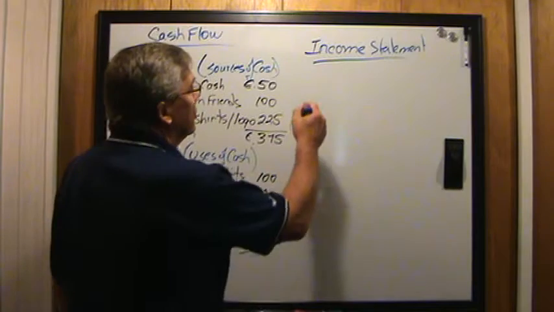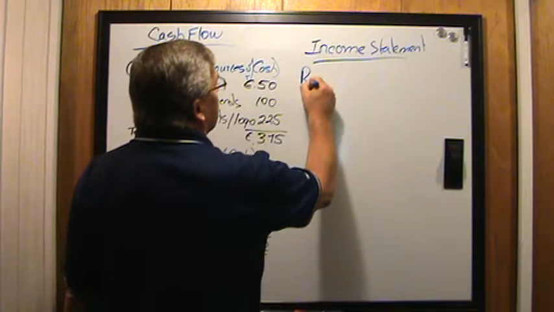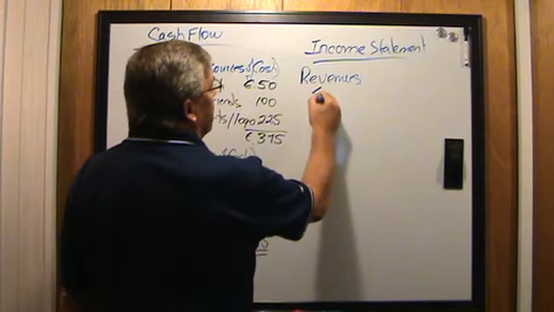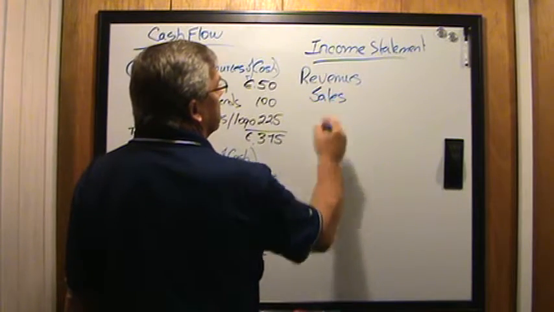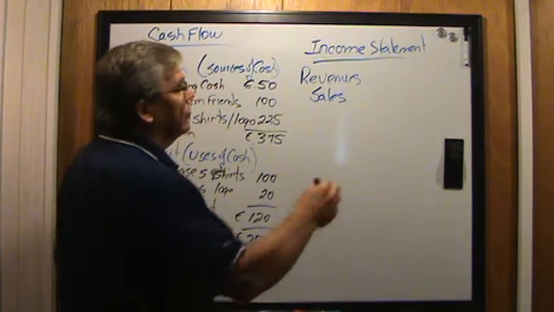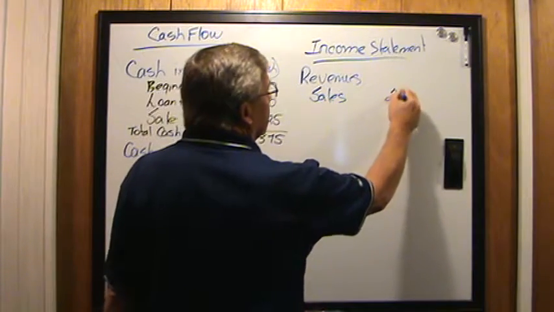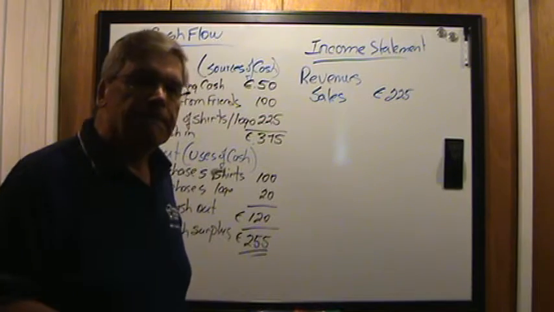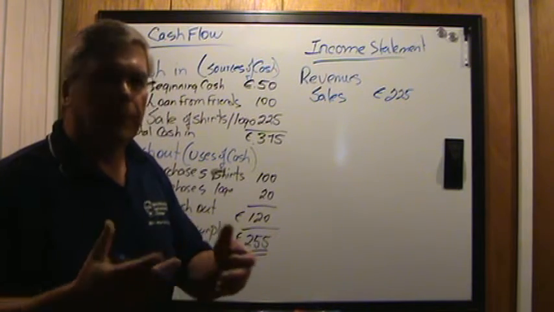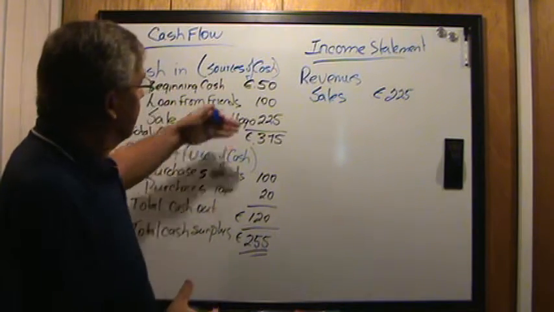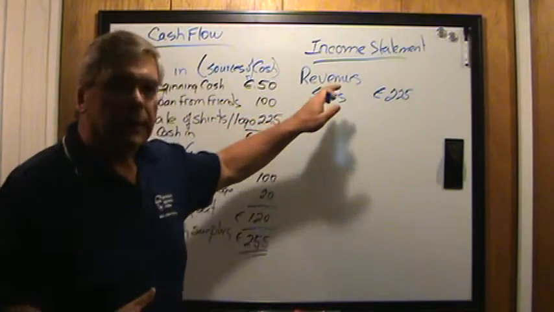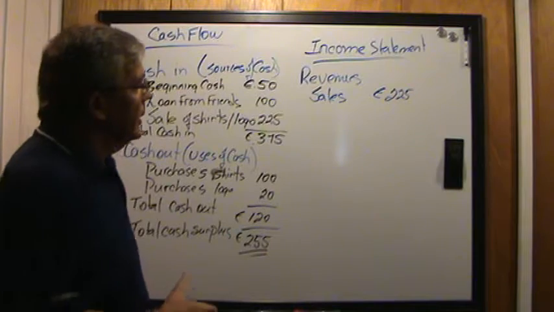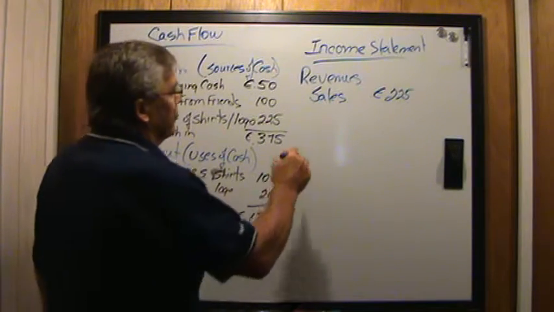So let's look at revenues first of all. In terms of revenues, we have sales of shirts with the logo attached, so it's 225 euros. Okay. All of these sales were in cash, so the cash sales and the income statement sales are the same. Now we go to expenses.